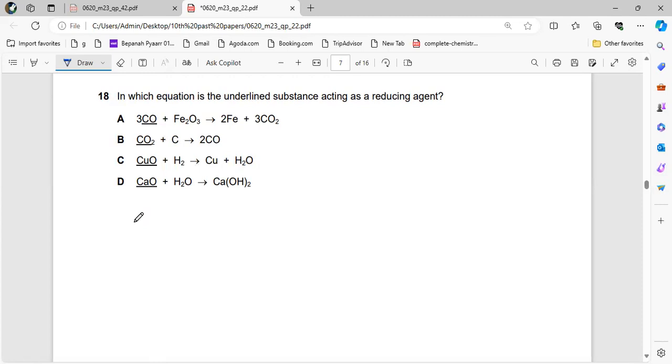CuO plus H2. Now here, CuO is acting as an oxidizing agent. Okay. So it is providing oxygen to hydrogen. So in option A, carbon monoxide is gaining the oxygen and it is reducing iron oxide. That is why it is the correct option.